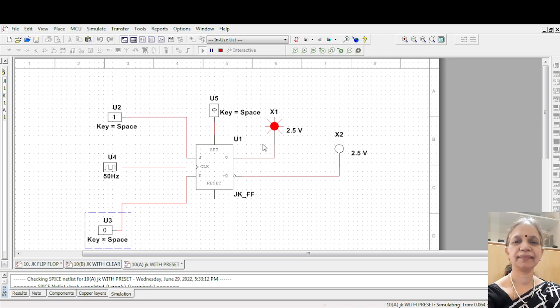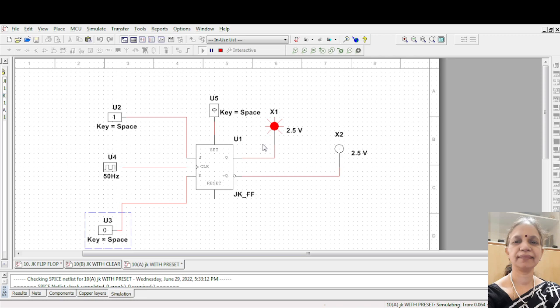Now, suppose I take this as one. The flickering is happening. This is zero. See? It is changed. So the input is reaching if it is not set to one. That is preset. Then let me show you this, a clear one.